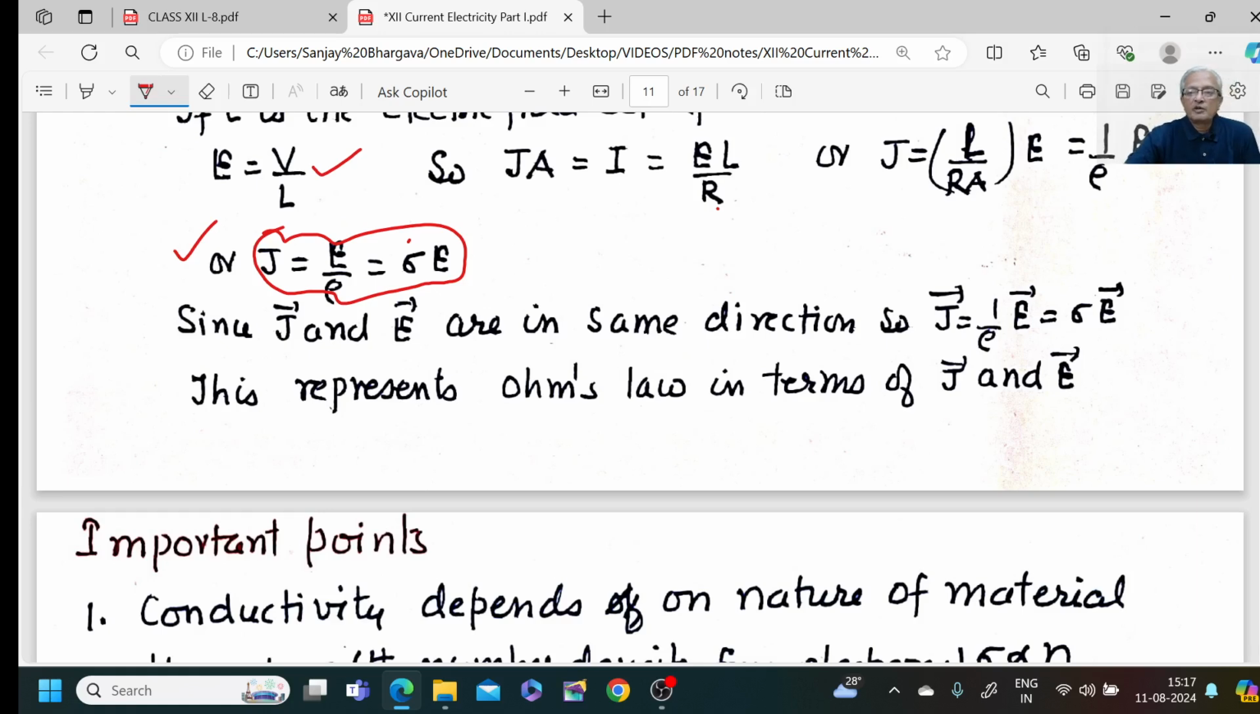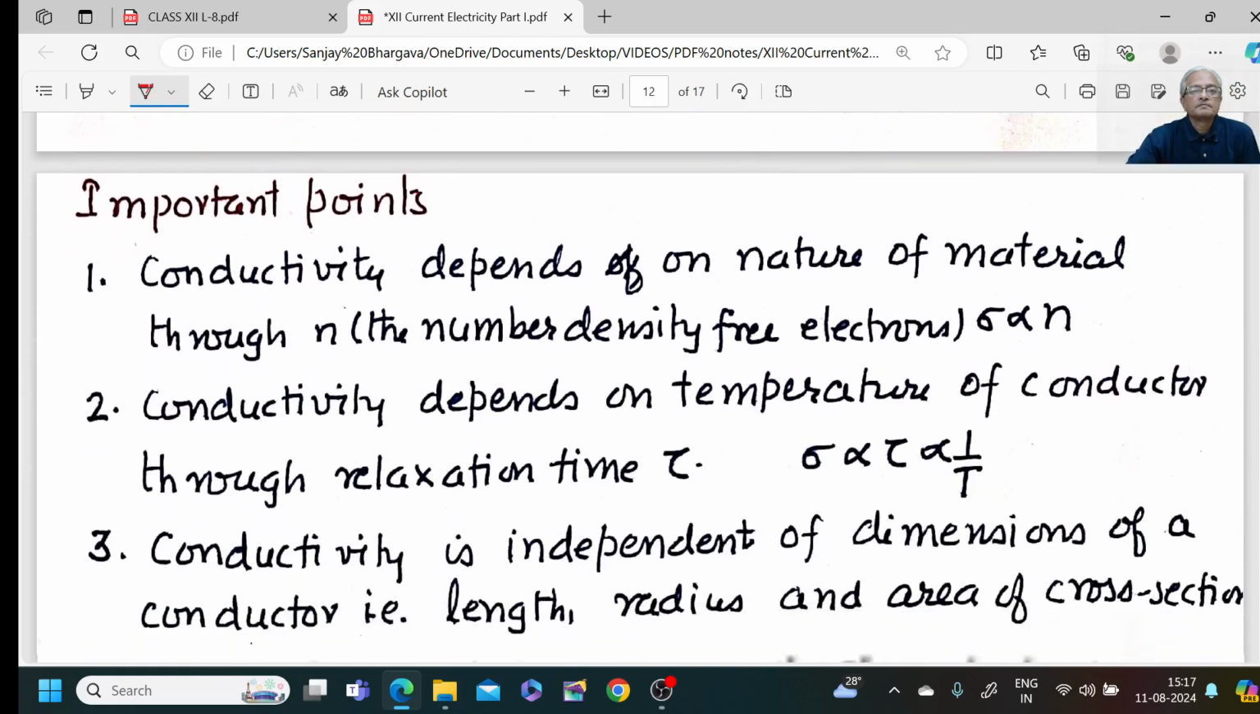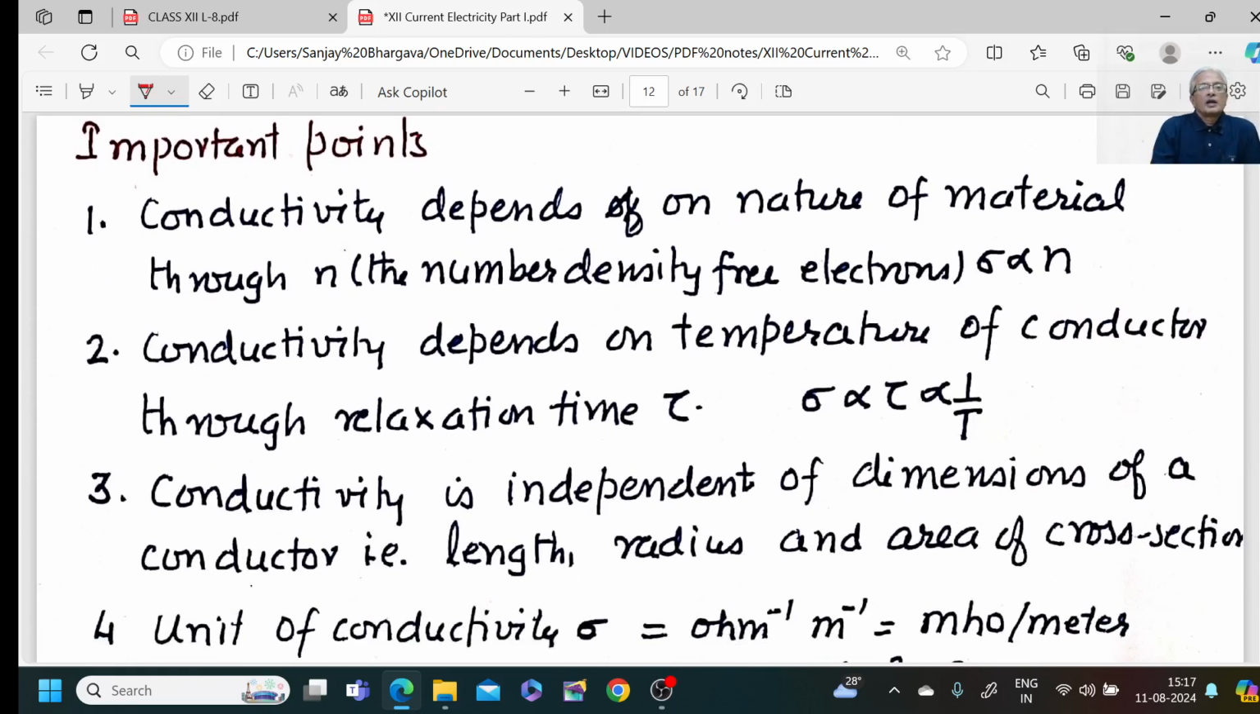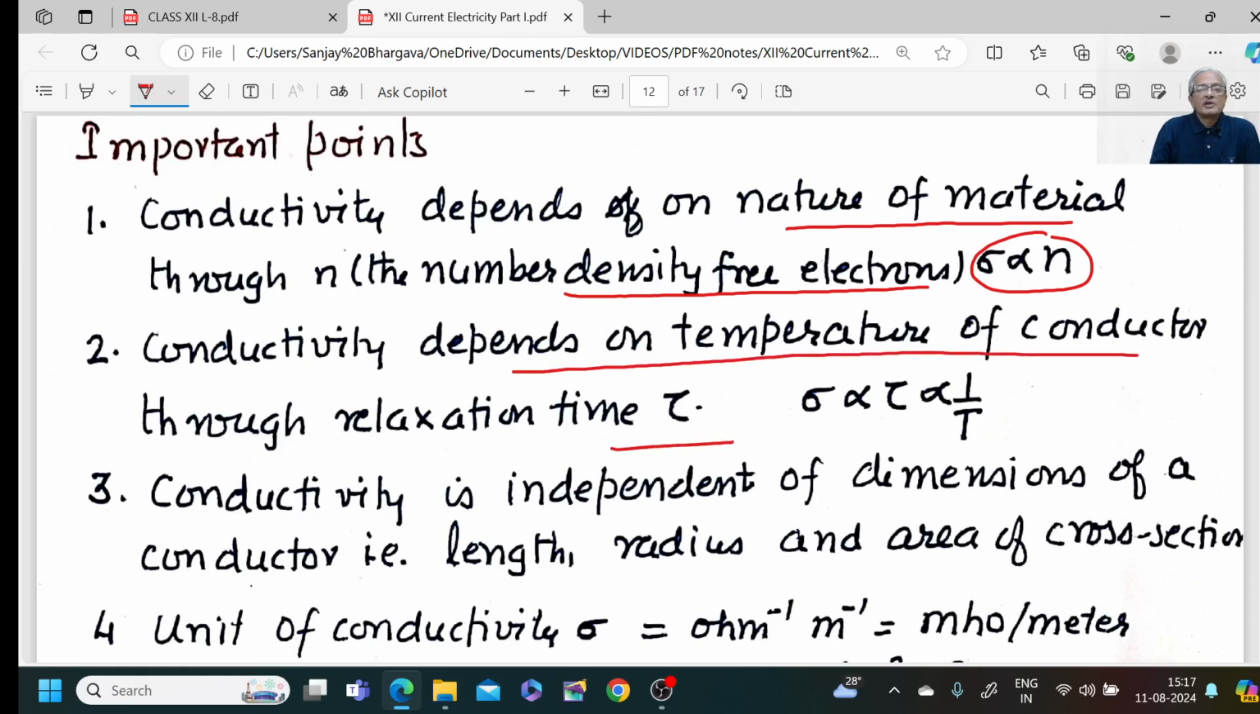Now, certain important points for us. Conductivity depends on the nature of the material through N, the number density of free electrons; sigma is directly proportional to N. Conductivity also depends upon the temperature of a conductor through relaxation time. So sigma is directly proportional to tau, which is proportional to 1 upon T. So increase the temperature, decrease the conductivity, because with the increase of temperature the random motion increases and therefore conductivity decreases. Conductivity is independent of the dimensions of the conductor, that is length, radius and area of cross section.